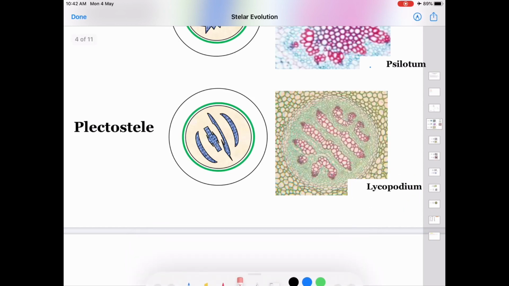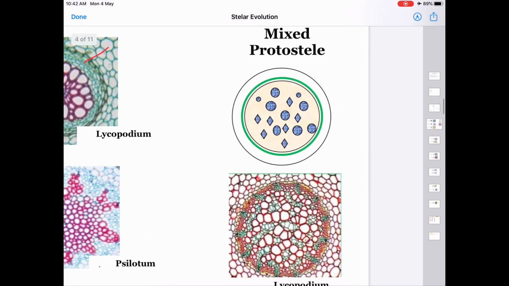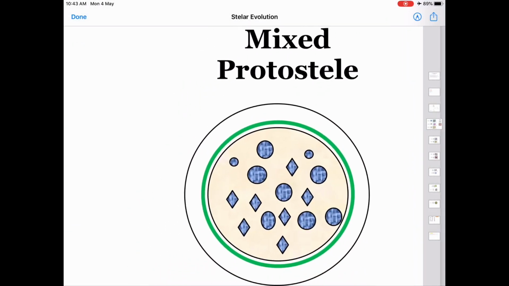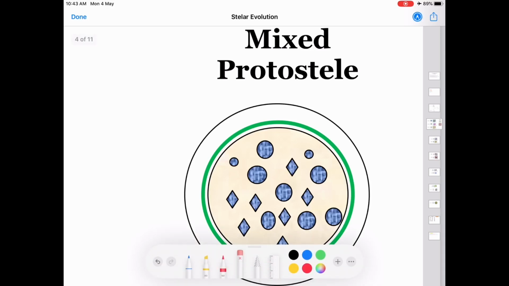Then comes the fourth type of stele, the mixed protostele. In the case of mixed protostele, the xylem is broken down into different small units, and these small units are dispersed. This is the xylem, this is xylem. Small units of xylem are dispersed in phloem. This type of arrangement is known as a mixed protostele. Here also the pith is totally absent.